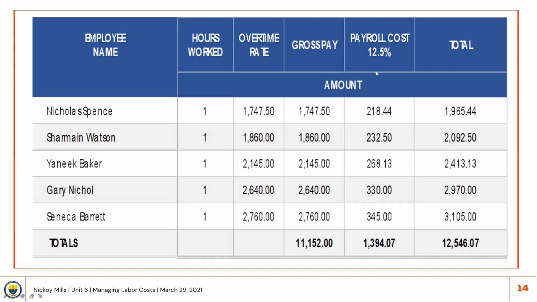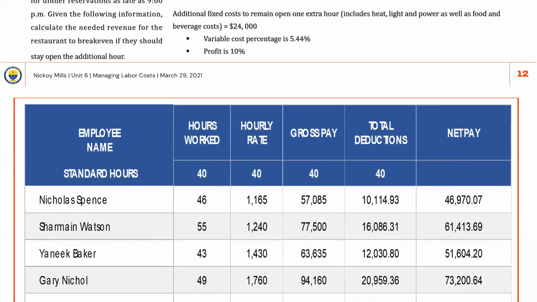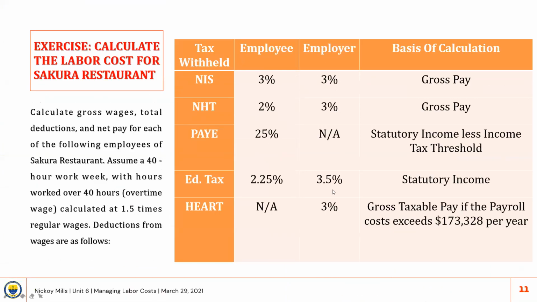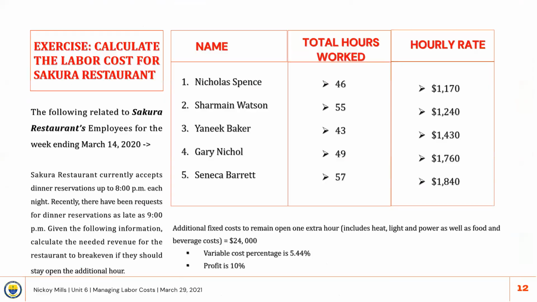Now, the payroll cost here is the cost to you, the employer, for having those employees that one extra hour. The payroll cost is 12.5%. Where we get 12.5% from. All right, so if we go back to the taxes, you have NIS of 3%, NHT of 3%, education tax of 3.5%, and HART of 3%. So when you add all of those, the 3% plus 3% plus 3.5% plus 3% gives you 12.5%. So that is how we get the 12.5%.